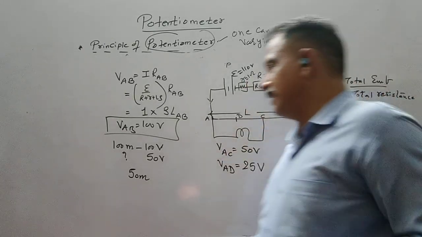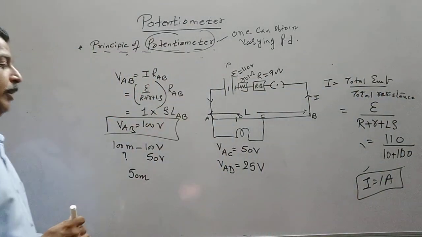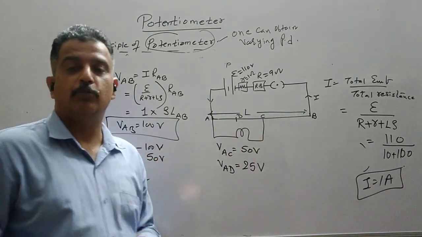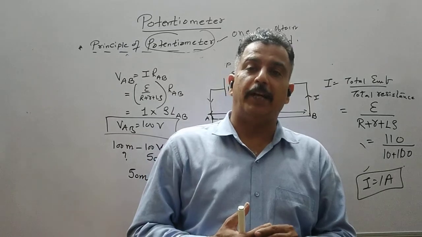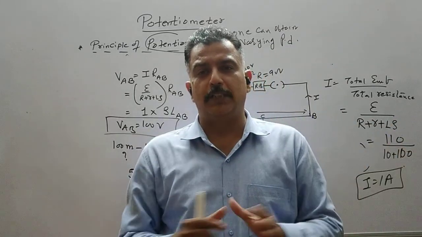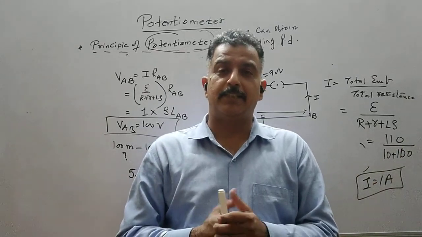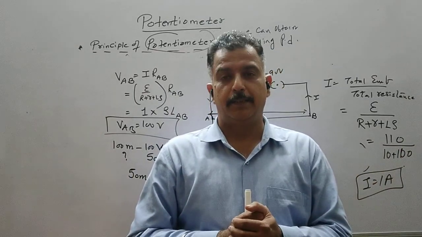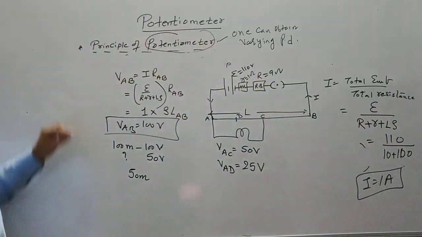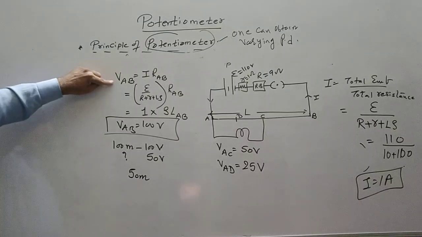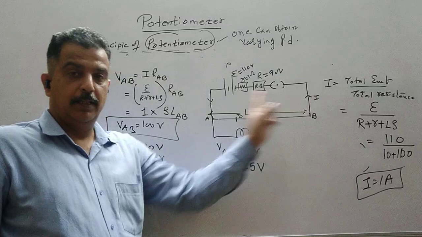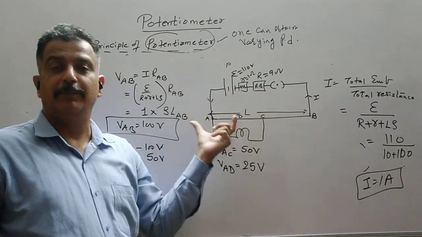So we have this principle that the voltage will depend on the length of the wire. So the potential difference between any two points on the potentiometer wire is directly proportional to the length. The potential difference between any two points. So we have AB, AC, AD. These are the different points.